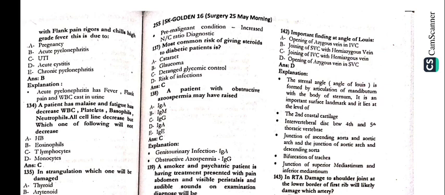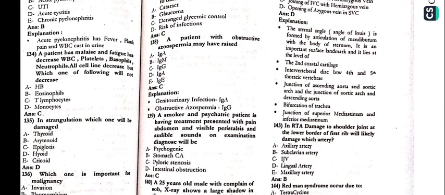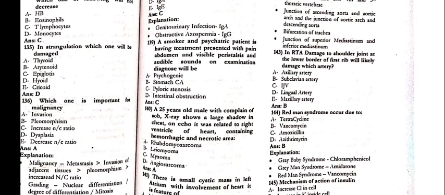138, the patient with obstructive azoospermia may have raised, that is Charlie IgG. 139, the smoker and the psychiatric patient is having treatment presented with the pain, abdomen, and the visible peristalsis and the audible sounds on the examination. Diagnosis will be Charlie, the pyloric stenosis.